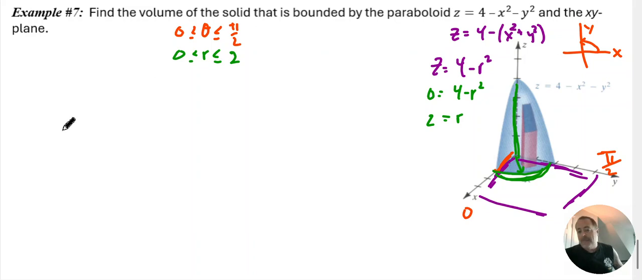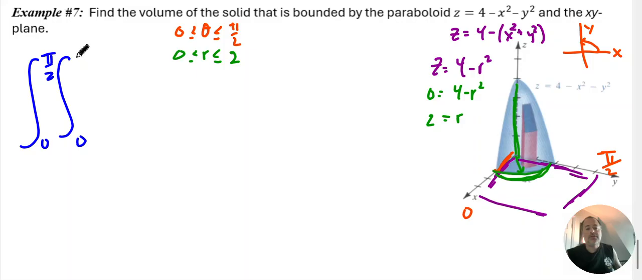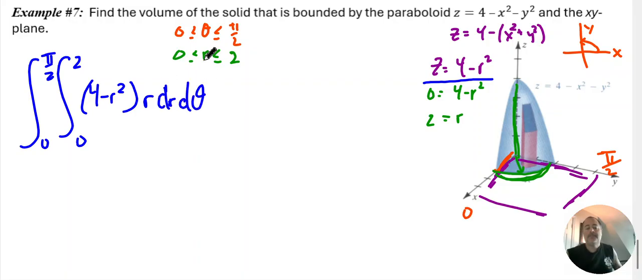So with that, it's ready for us to go ahead and start to set everything up. So we're going to go ahead and integrate from 0 to pi over 2. And then our radius is going to be from 0 to 2. We're going to take the function that we're actually integrating here, which is going to be 4 minus r squared. And then we're going to do our dA, which is our r dr d theta. And that's pretty much it.